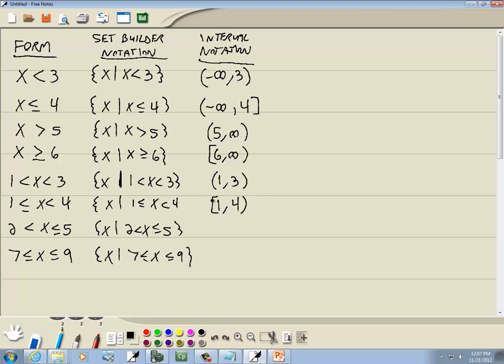Line underneath means bracket. This is from 2 to 5. Parentheses, because this is less than. This is a less than or equal to, so bracket on the 5. And this is between 7 and 9, and both of them have the equal to part on them. So the brackets on both of them.